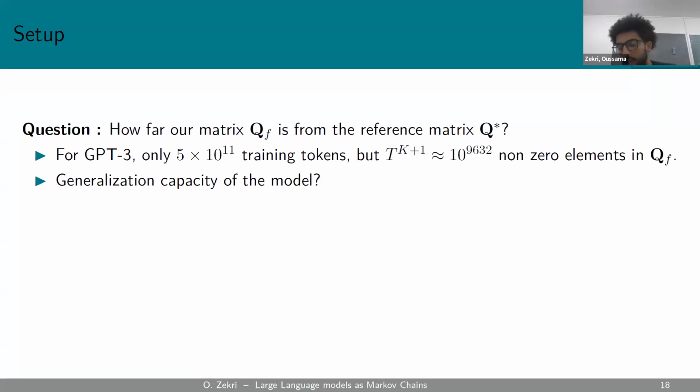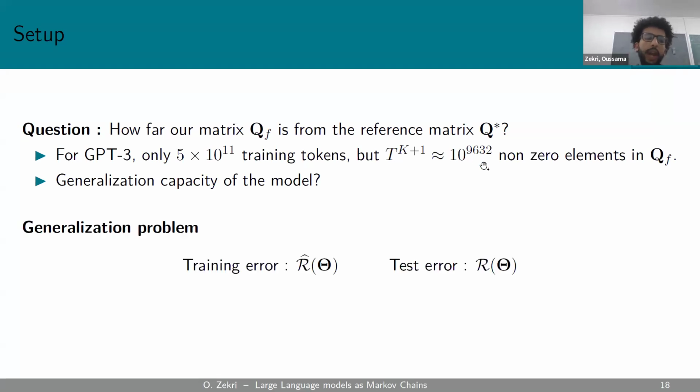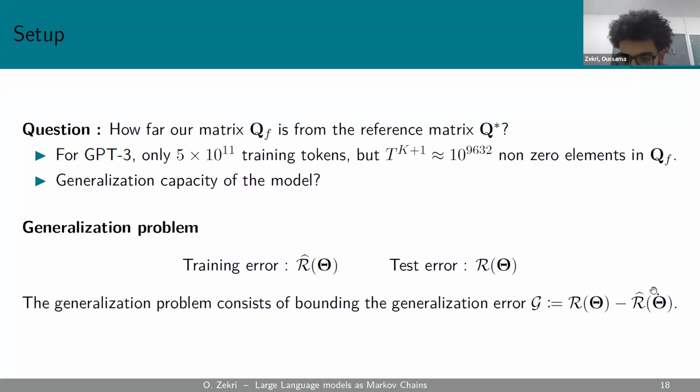So let's look at this problem as a generalization problem in terms of learning theory. The idea is that you define a training error that depends on your training data, and a test error that depends on some unseen data. The goal of this generalization problem is to bound the difference between these two terms. And if your model generalizes well, this gap is just 0.